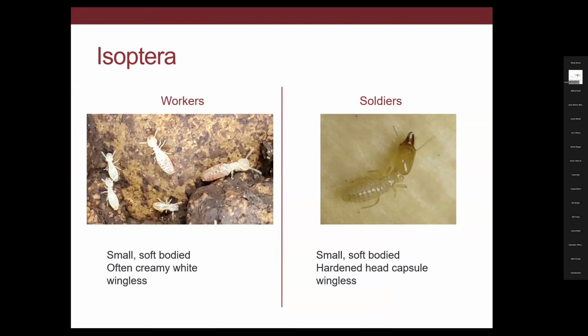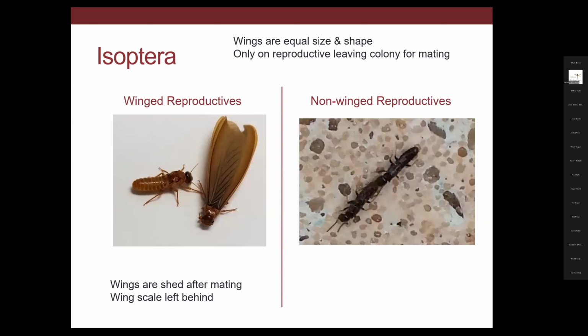The soldiers, on the other hand, are what nymphs can molt into. A worker termite can either turn into a soldier or a reproductive. So the soldiers are going to do the defense of the colony. The workers are going to take care of the king, queen, and the eggs. They also will forage for food. They also will build the colony.